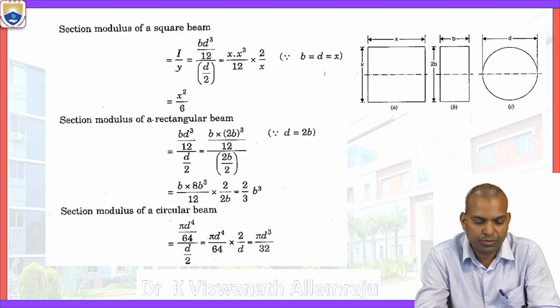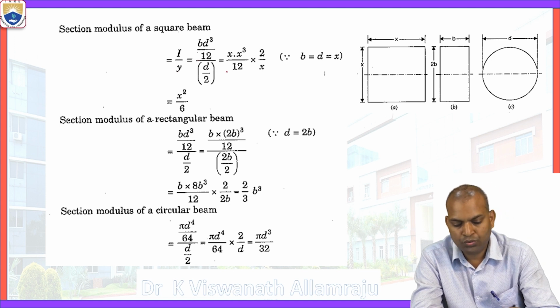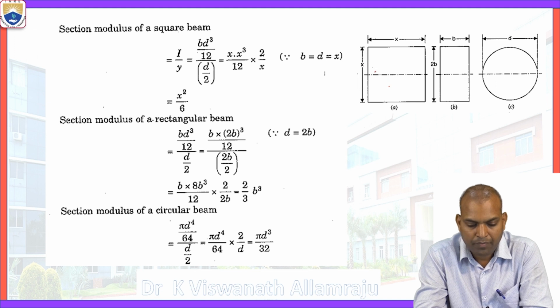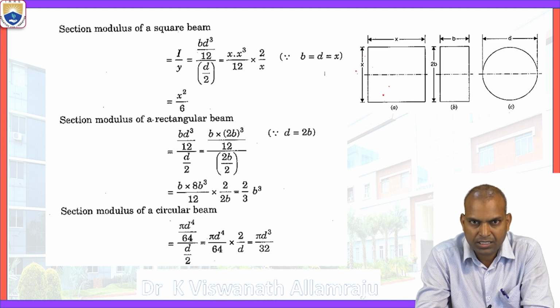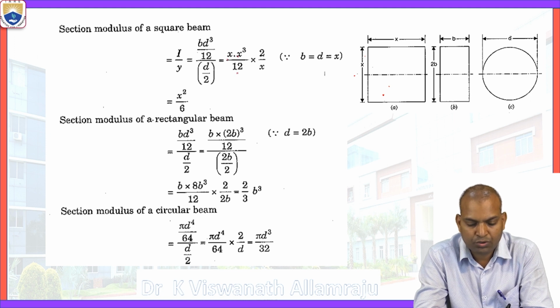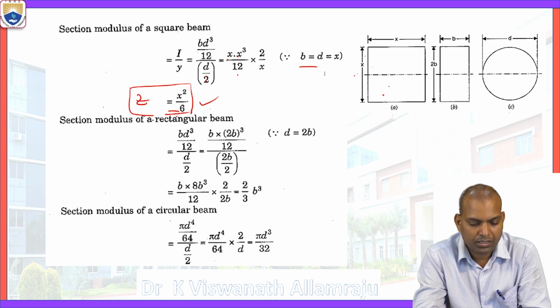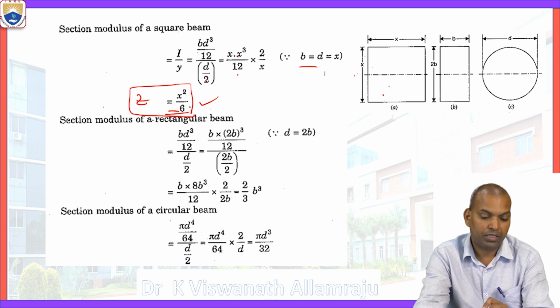I by Y maximum. What is the I value for the square beam? B D cube by 12, divided by D by 2. What are B and D here? It is x only. That is x into x cube by 12, times 2 by x. Then what happens? x cube by 6. That is the section modulus of the square.